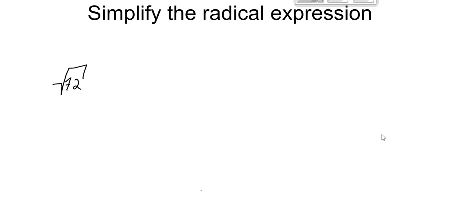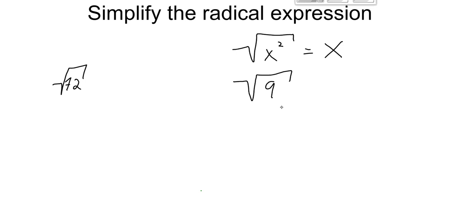All right, here we're going to be looking at simplifying the radical expression. When we want to simplify a radical, we want to use the property that the square root of something squared, like x squared, is equal to just x. If you imagine the square root of 9, that's the square root of 3 squared, and so the square root cancels out the squaring. So we just get 3.